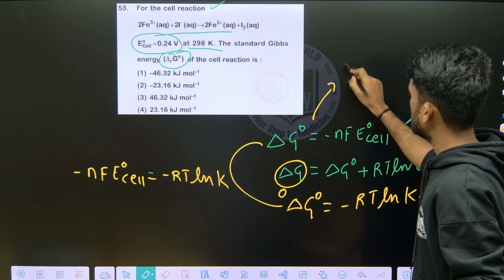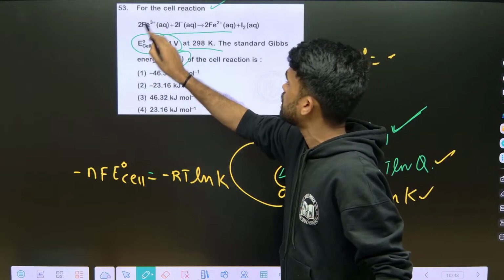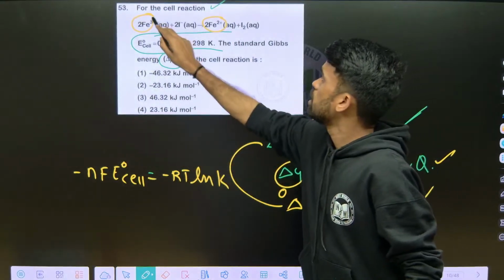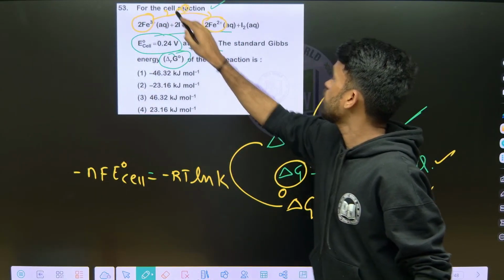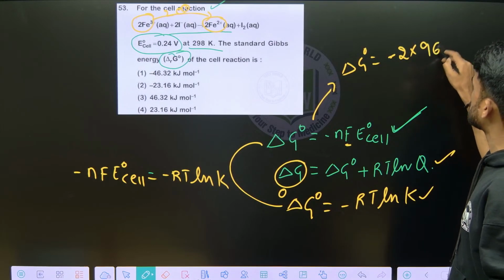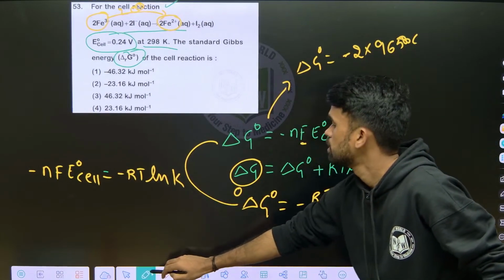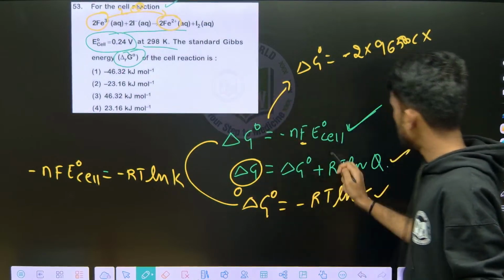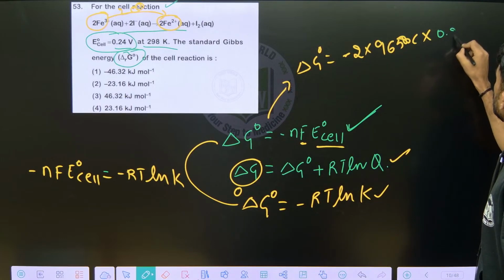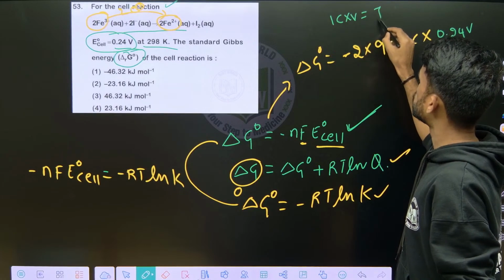Yes, so delta G0 equals minus n F E0 cell. See, n means how many electrons are changing here. 2 plus 3 ions are converting into 2 plus 2 ions, it means 2 electrons are changing here. So the n value here is 2, and F means Faraday, we know 96,500 coulombs, right? Next we have E0 cell. What is the E0 cell value they mentioned? E0 cell value is 0.24 volt. We know 1 coulomb volt can be written as joule, right?